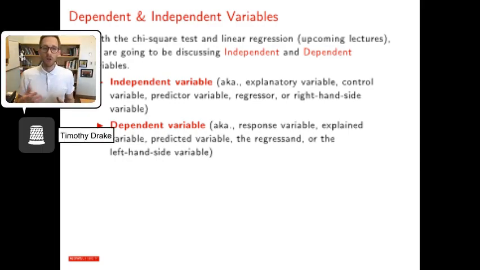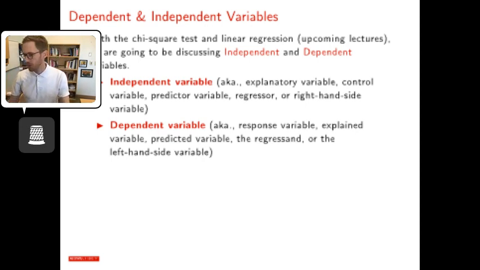Okay, so a new concept that we need to introduce when we're thinking about the chi-square test, and later when we talk about linear regression, is the idea of independent and dependent variables. In lots of textbooks, there are lots of names for these. An independent variable is also known as the explanatory variable, the control variable, the predictor variable, the regressor, or the right-hand side variable. Whereas the dependent variable is the response variable, the explained variable, the predicted variable, the regressand, or the left-hand side variable.